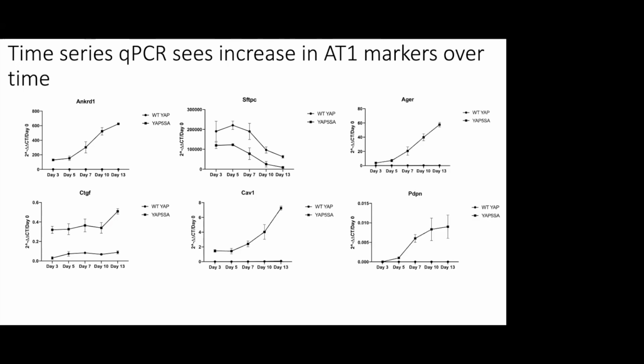So here we have CAV1, AGER, and podoplanin. You can see that podoplanin may be lagging a little bit behind AGER and CAV1. It's not really different until 5 days post-transfection. But particularly with CAV1 and AGER, you can see that they're still climbing even at this day 13 time point. They have not quite reached a plateau yet. So if I took it beyond this day 13 time point, they may go even higher.